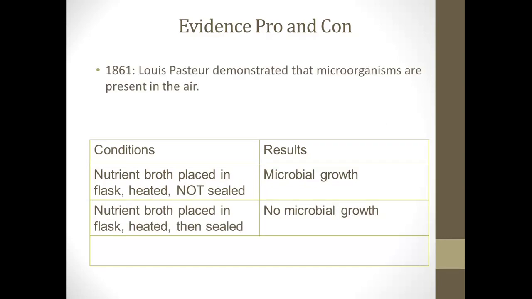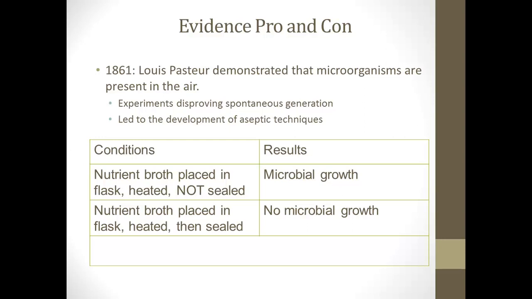In 1861, Louis Pasteur demonstrated that microorganisms are present in the air. He was the one that did the experiments disproving spontaneous generation, and it helped lead to the development of aseptic techniques. What he did was he took a nutrient broth and placed it in a flask. He heated it, but he did not seal it. Then he took another nutrient broth, placed it in a flask, heated it, and sealed it. So he kind of took Needham's experiment and Spallanzani's experiment and put them together.